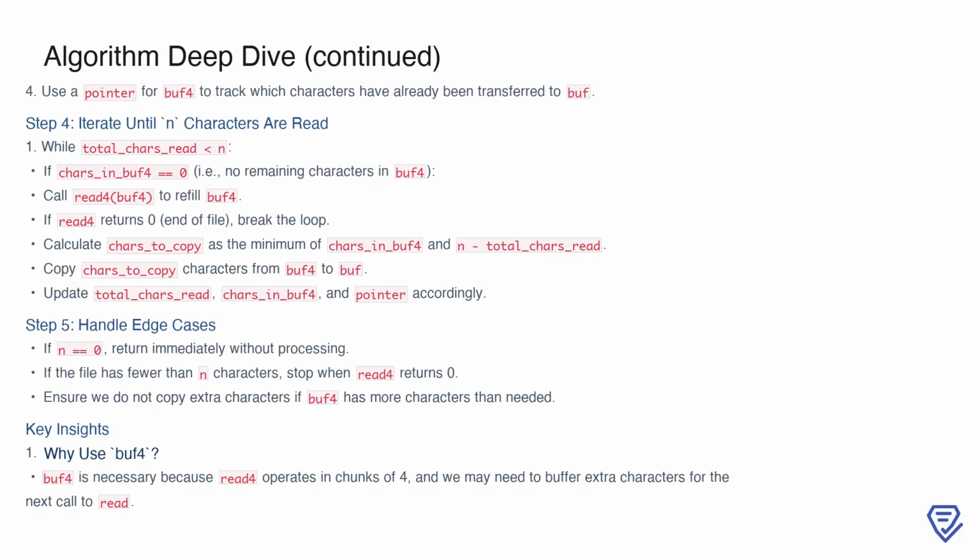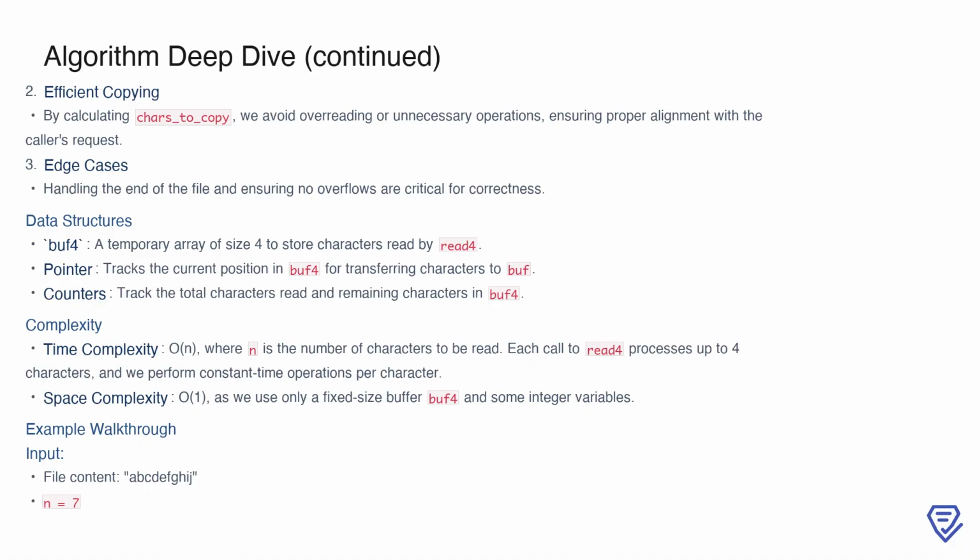We'll then copy these characters from buff4 to buff, updating our counters and pointers accordingly. This ensures we always maintain an accurate count of characters read and properly manage any overflow characters in buff4. Handling edge cases, like when n is 0 or the file ends before we reach n, ensures the function is robust and handles all scenarios correctly. This approach is efficient because we avoid unnecessary operations by carefully calculating chars_to_copy at each step, ensuring we only transfer the required number of characters.